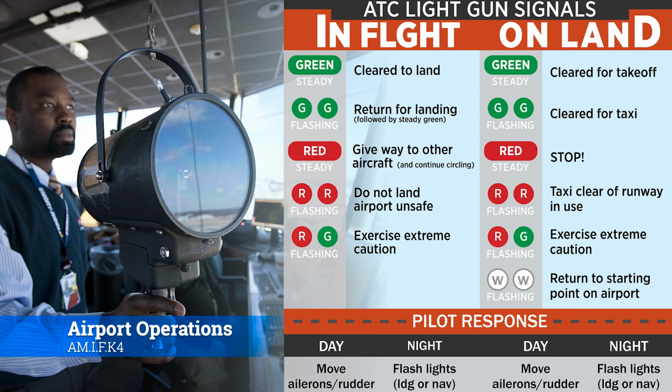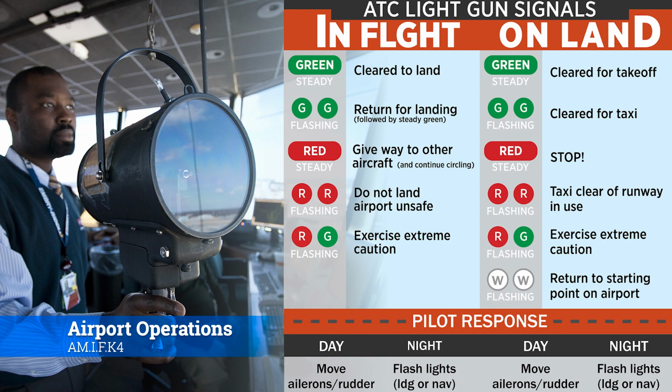If you see a steady red light, it means stop what you're doing. That means there's probably an aircraft coming in, maybe you're about to cross the runway, something's going on, just stop. The flashing red light means taxi clear of runway in use. A flashing white light means to go back where you started from, so just do a 180. An alternating red and green light means use caution. There's something going on that they want you to be wary of, but they can't communicate it over light gun signals.